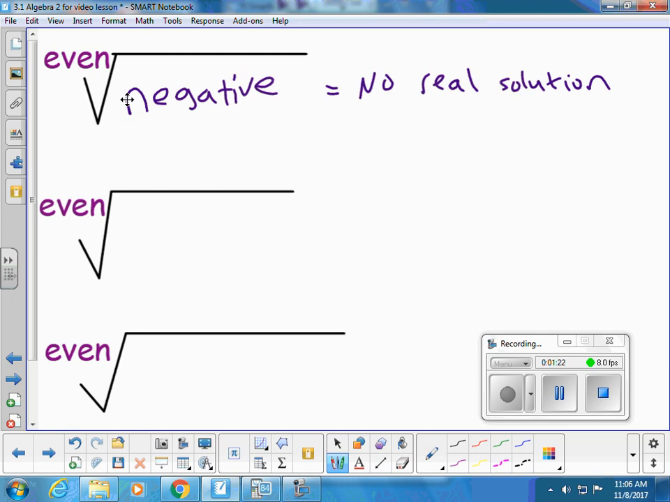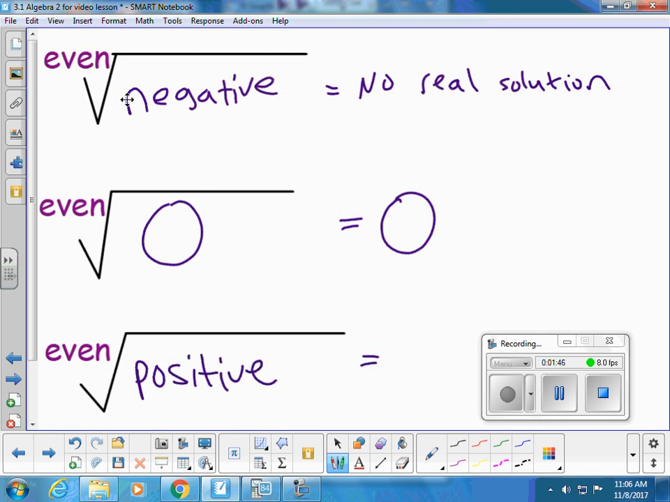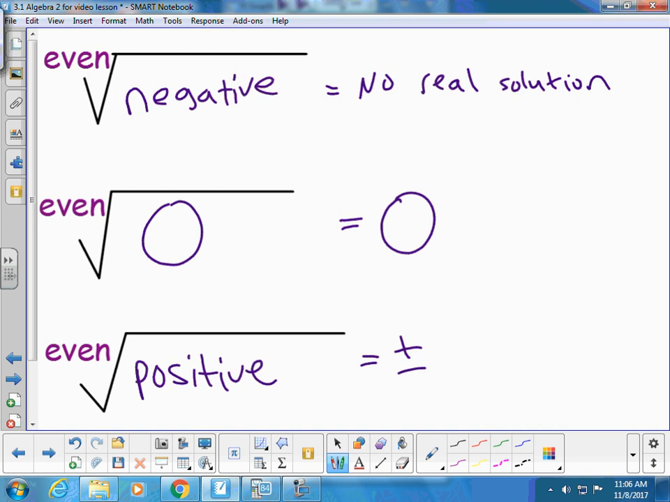Anytime you're taking an even radical of the number 0, like the square root of 0, for example, the answer is 0. Easy. And then anytime you're taking the even radical of a positive number, you would have two solutions because you have to include the positive or negative symbol. So plus or minus your solution, meaning you have two real solutions.